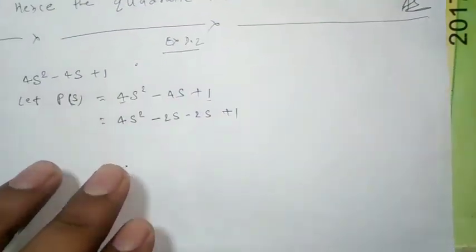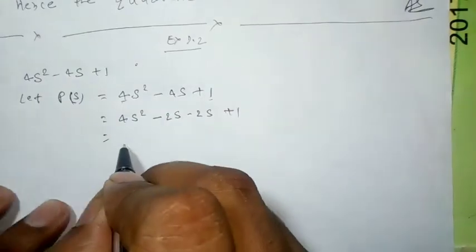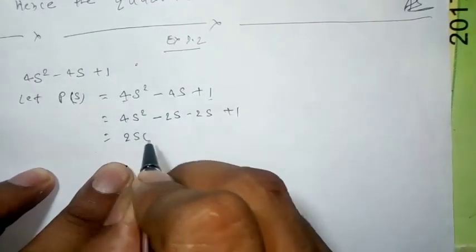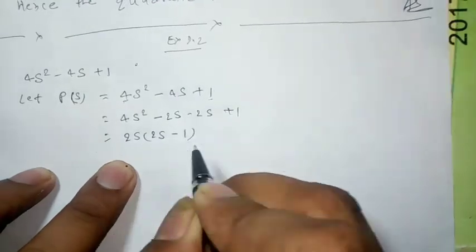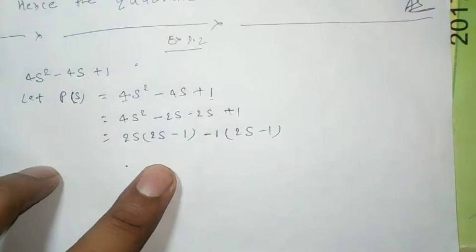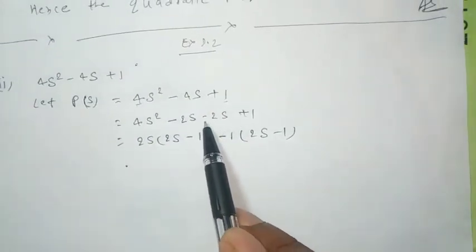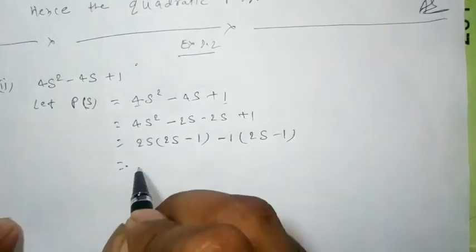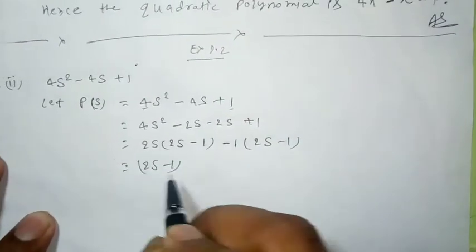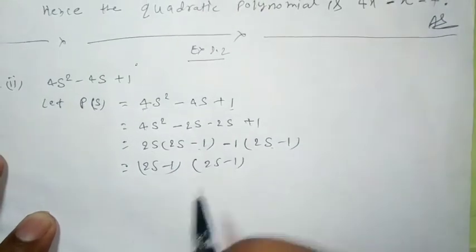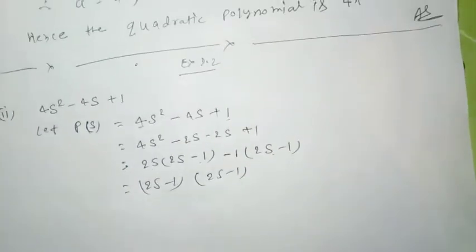Okay, is equal to 2s common, then we get 2s minus 1. Here minus 1 common, then 2s minus 1. Minus 1 common, then the sign of plus 1 is changed. Is equal to 2s minus 1 into 2s minus 1, where 2s minus 1 is common. Okay.